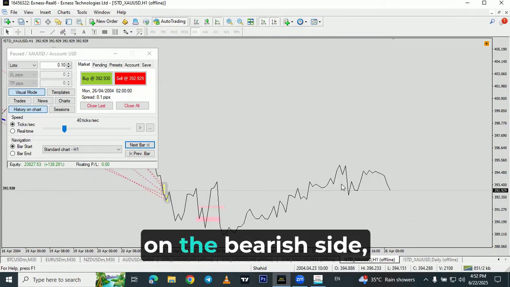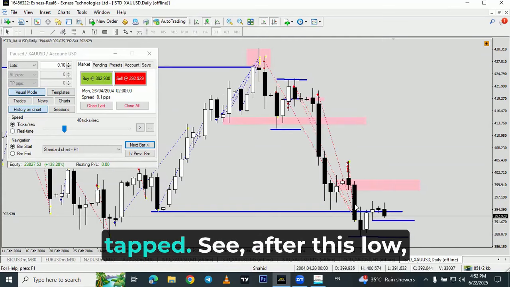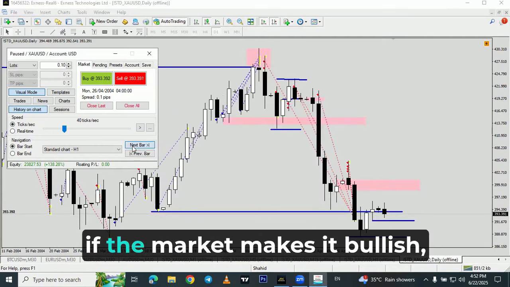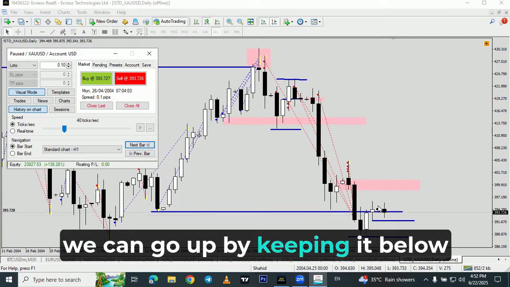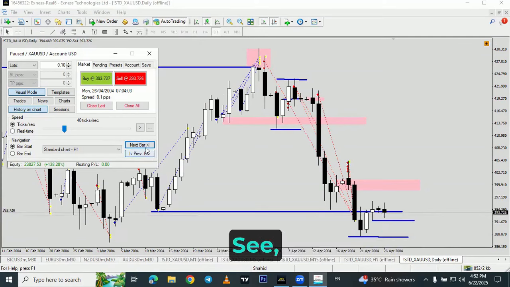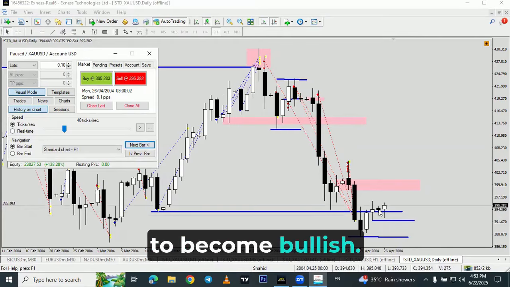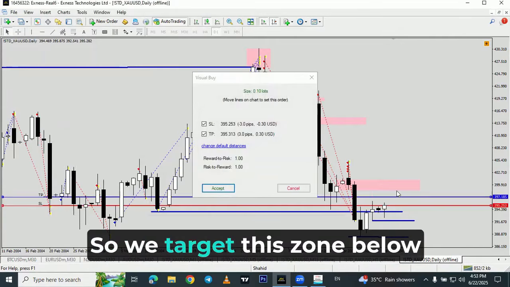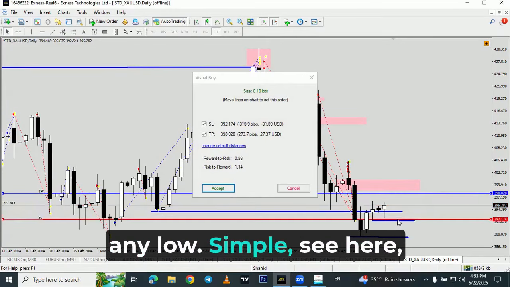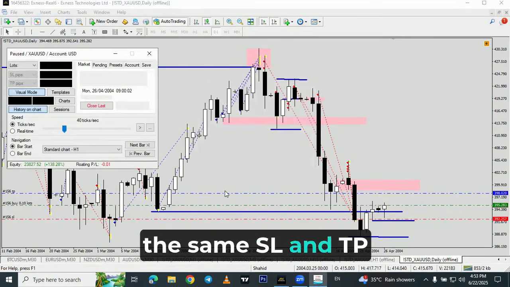On the bearish side, we wait for the upper zone to be tapped. After this low, if the market makes it bullish, we can go up by keeping it below this low, which is risky. See, the market has started to become bullish. So we target this zone below any low. Simple. See here, the same SL and TP have happened.